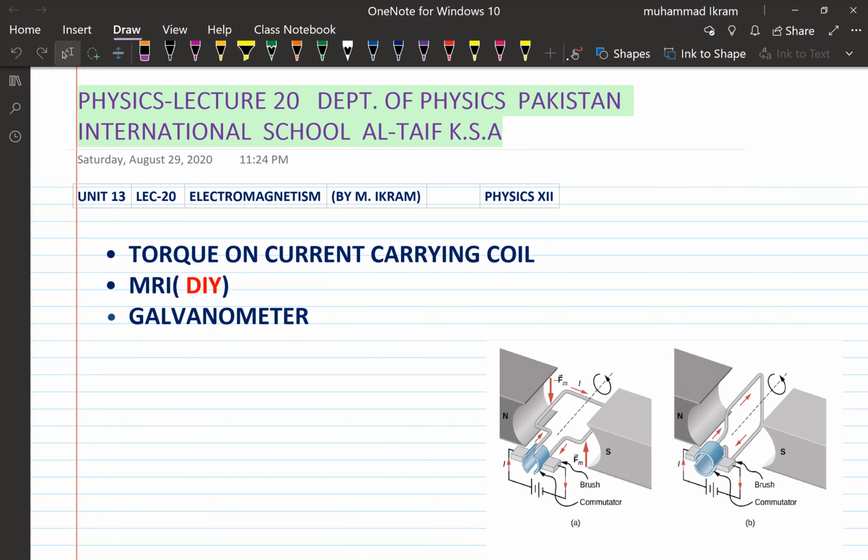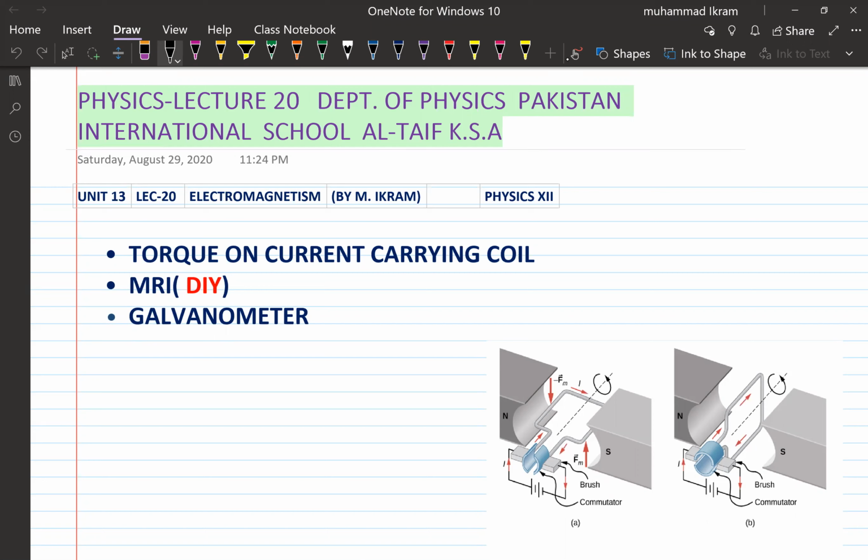So today's lecture number 20 includes the torque on a current carrying coil, MRI, and the galvanometer. For the MRI, I wrote DIY, do it yourself, because it is an application and you are now in second year. So this is very simple. You can just read it from your textbook, and then I will ask questions from you. That is very easy.